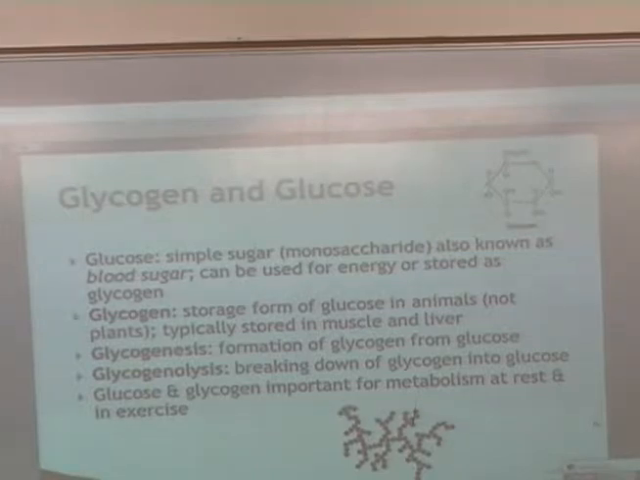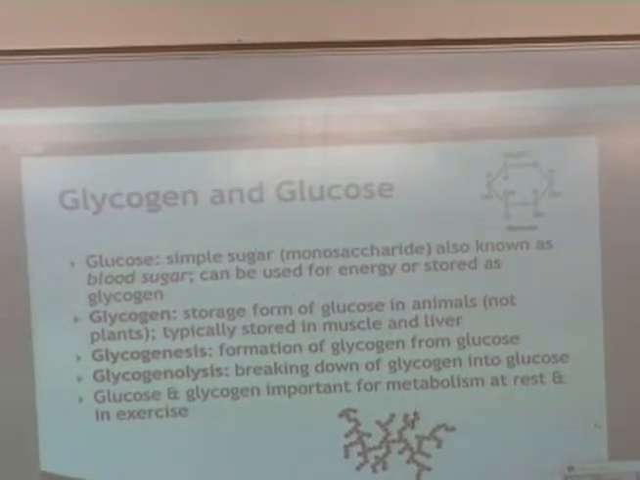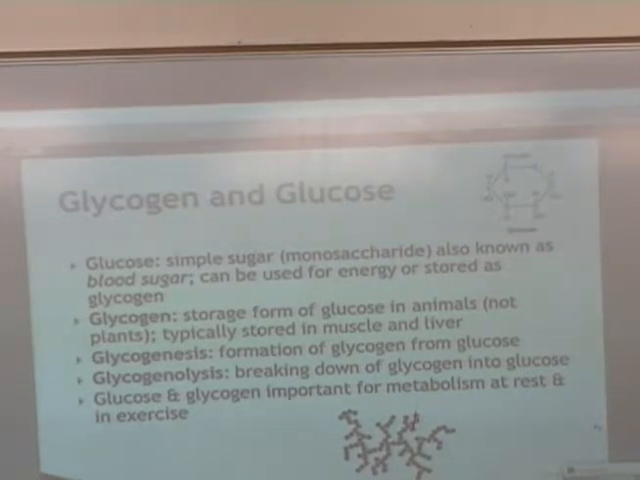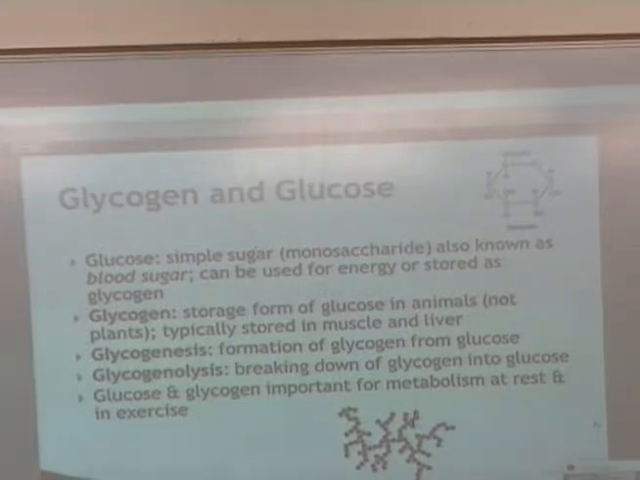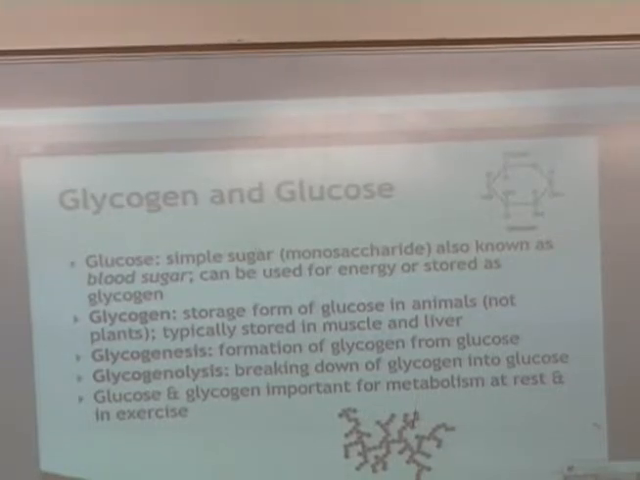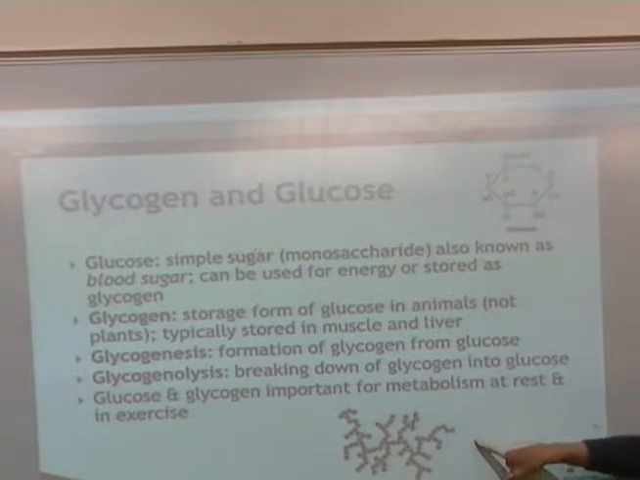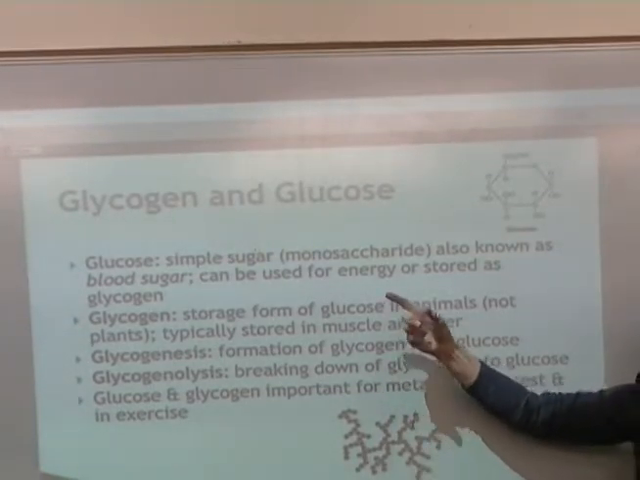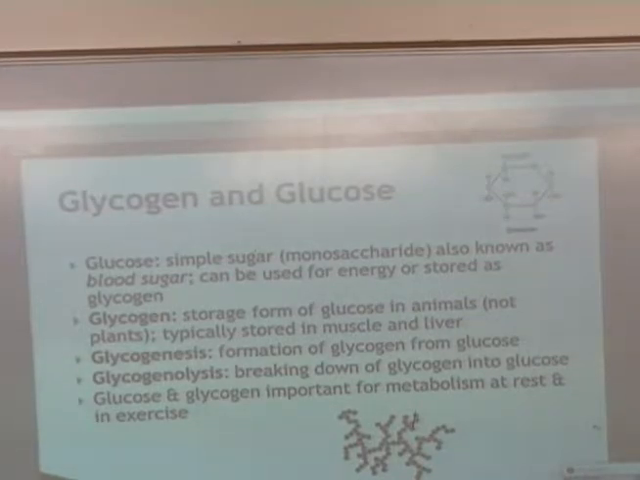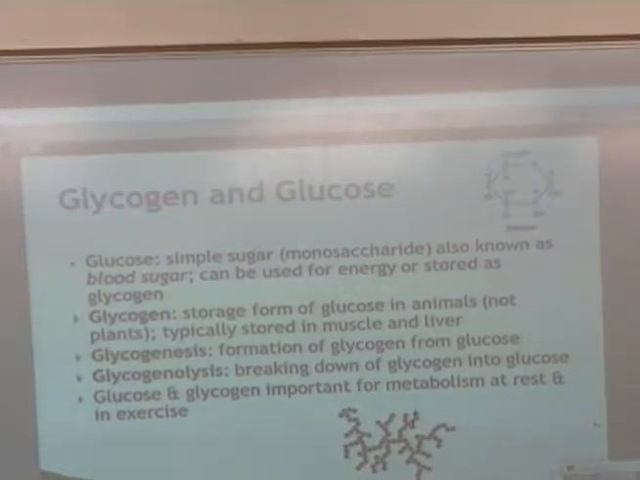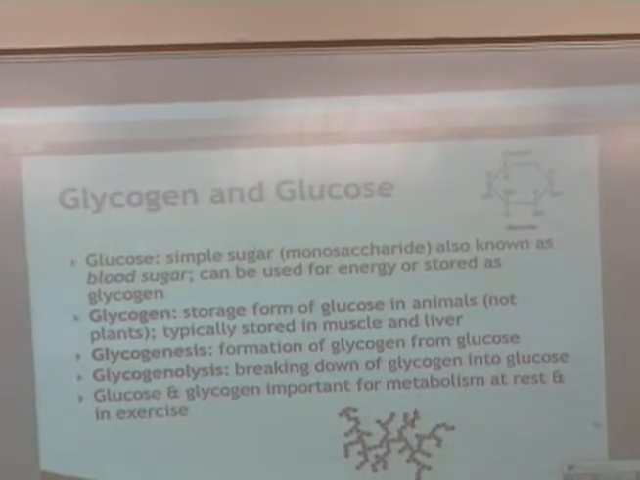So glucose is a simple sugar or monosaccharide. In everyday language, we often call it blood sugar. Right? And it can be used immediately as an energy source within the muscle, or it can be stored as glycogen. Okay. Glycogen then is many pieces of glucose stuck together. Right? And it's, as I said, the storage form in humans and animals. And typically stored in the muscle and the liver.